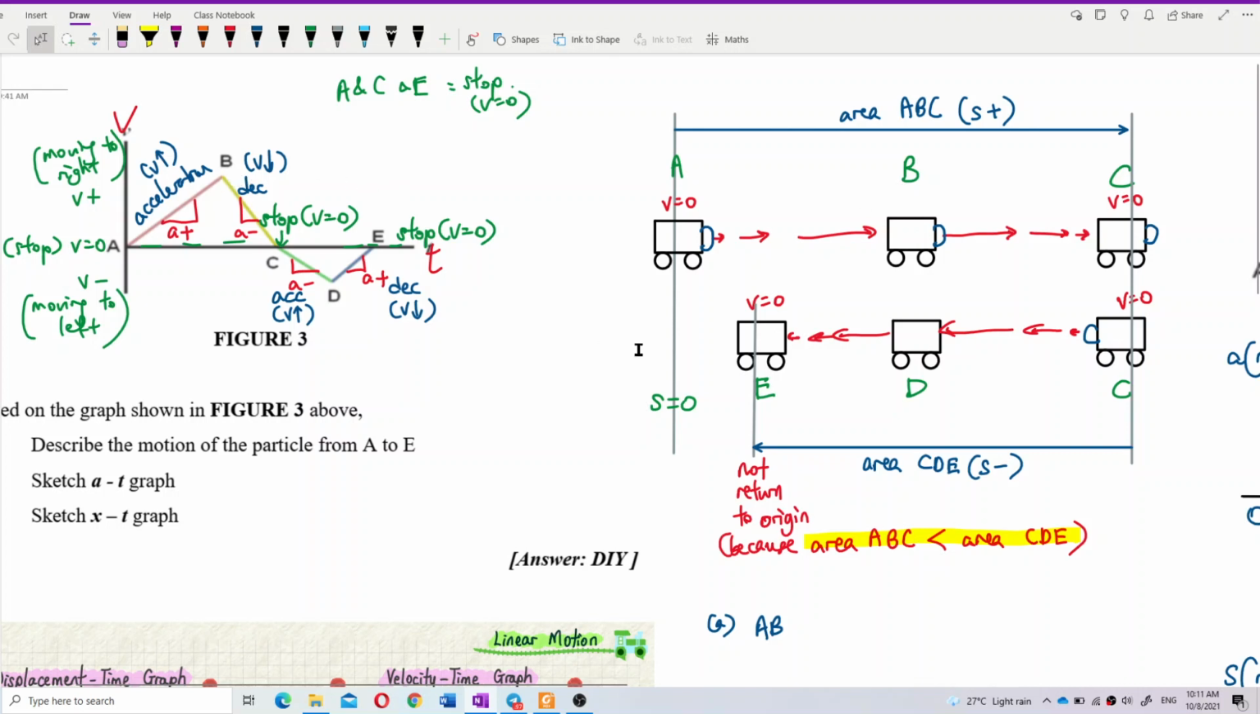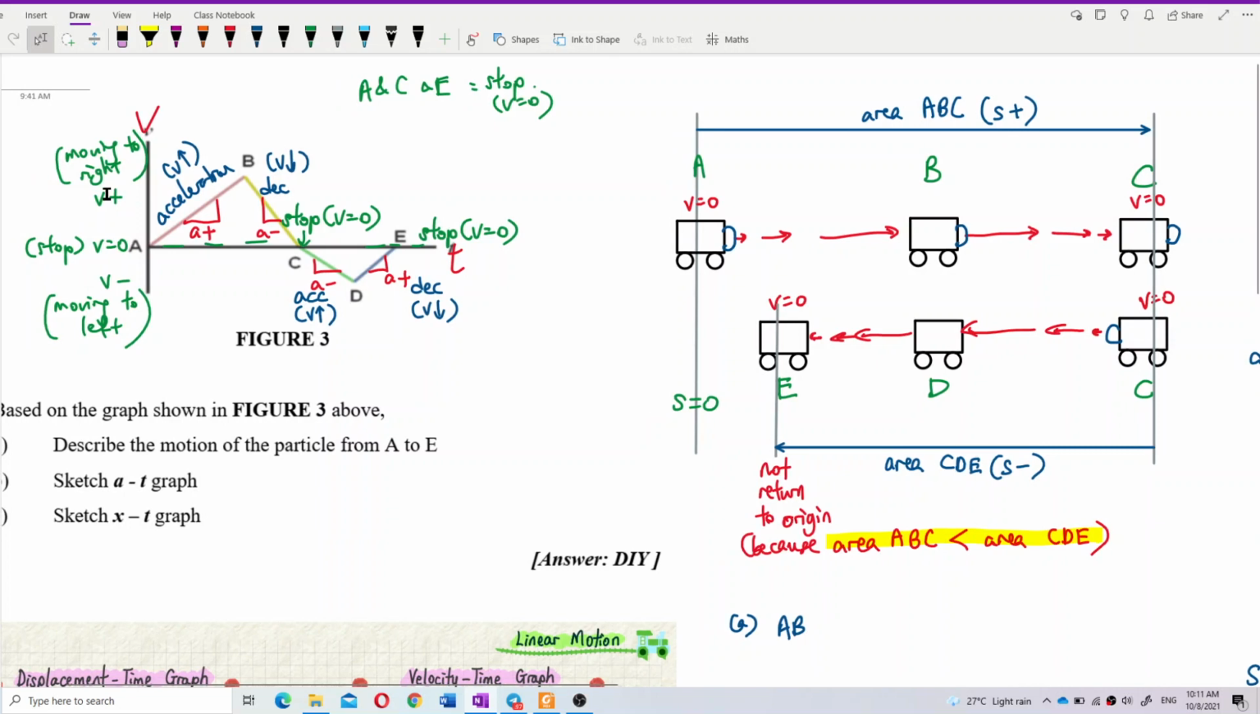BC becomes slower and slower, but it's still moving to the right because velocity is positive. The graph is still velocity positive, meaning the car is still moving to the right, but it's decelerating. Velocity decreases until it becomes zero. So you can see the car moving to the right, but velocity decreases until it becomes zero. So at C, it stops.